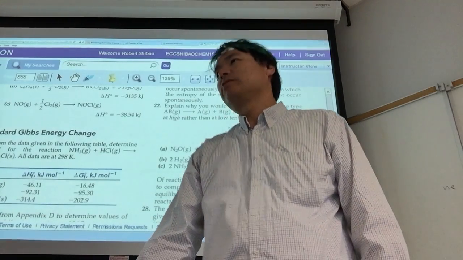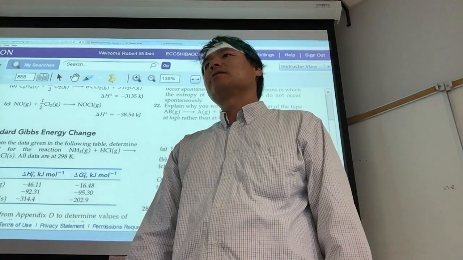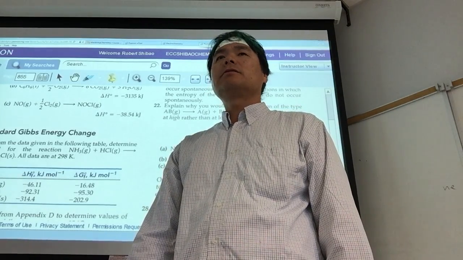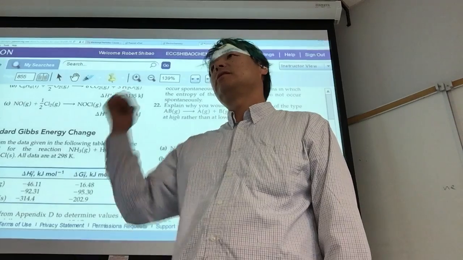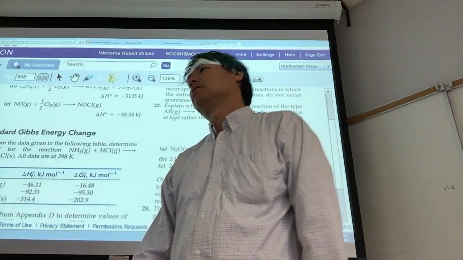There's a remark that comes from number 22, and the remark is that molecules cannot exist at high temperature. Molecules cannot exist at high temperature because of this. Delta G is going to convert it into atoms.